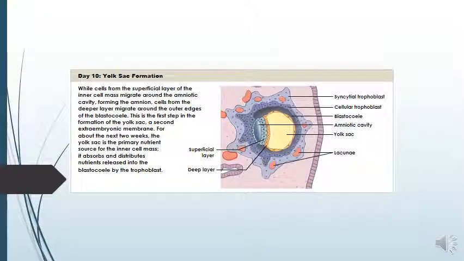This slide is showing you the yolk sac formation, which is at day 10. What's happening is that while the cells from the superficial layer of the inner cell mass migrate around the amniotic cavity, forming the amnion, the cells from the deeper layer migrate around the outer edges of the blastocele. This is the first step in the formation of what is called the yolk sac, a second extraembryonic membrane. For about the next 2 weeks, the yolk sac is the primary nutrient source for the inner cell mass. It absorbs and distributes nutrients released into the blastocele by the trophoblast.